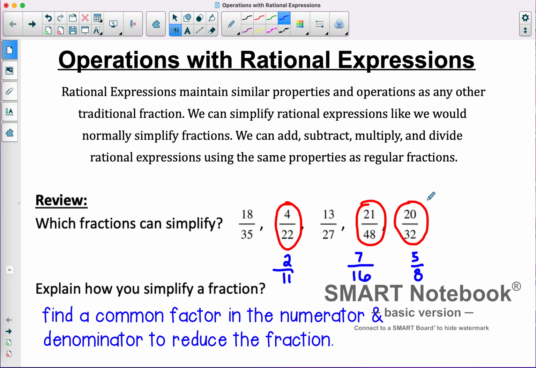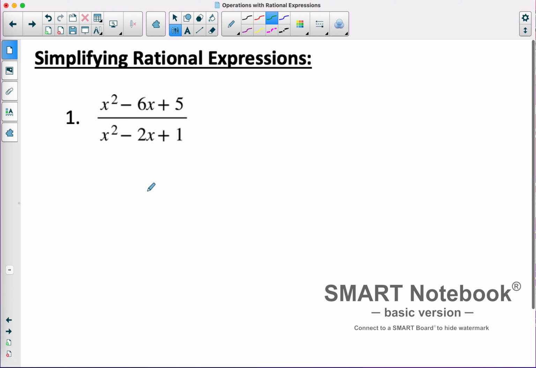As I look at 20 over 32, let's just start there on that last one. That could have a common factor of 2, but the greatest common factor is 4. We're writing that 20 as 4 times 5 and the 32 as 4 times 8. So there's a common factor of 4, and 4 divided by 4 is just 1, which leaves me with 5 over 8. So it reduces down to 5/8. We're going to use this same process for a rational expression, but we first need to put it in factored form.